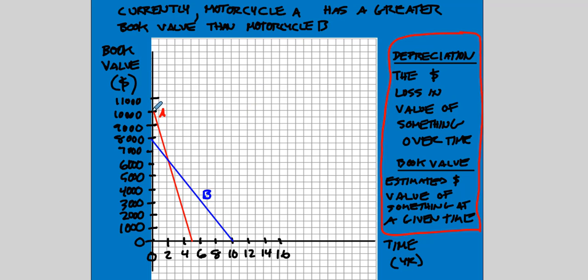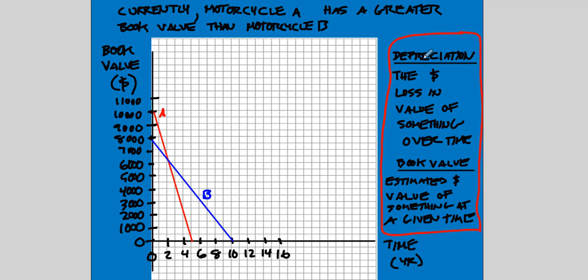Okay, so A at time 0 has a book value of $10,000. B has a book value of $8,000. Book value is the estimated dollar value of something at a given point in time. So at time 0, like right now, the way I wrote the problem, motorcycle A has a book value of $10,000 and B has a book value of $8,000. There are things like Kelley Blue Book that post book values. That doesn't mean that's what you could sell the motorcycle for, but based on its condition, it's a good estimate. That's where people tend to start.